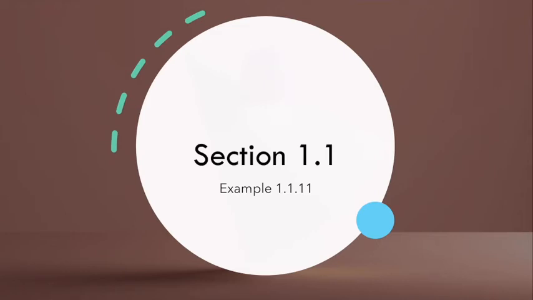Guys, happy Sunday. I got an email requesting that I work through section 1.1's example 11, so I'm going to go ahead and do that for you guys. I think where it's easy to get hung up is tiny mathematical mistakes when working with square roots. So I'm going to go through this problem.